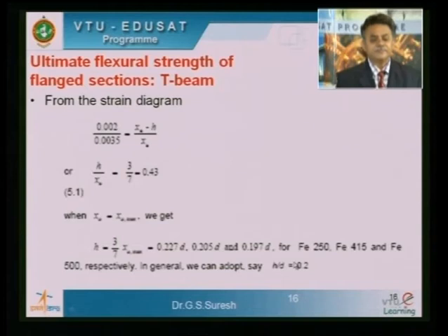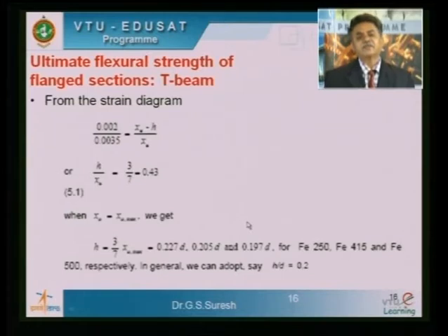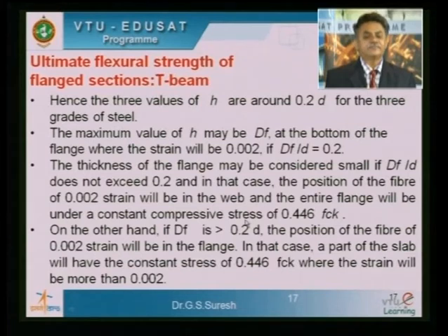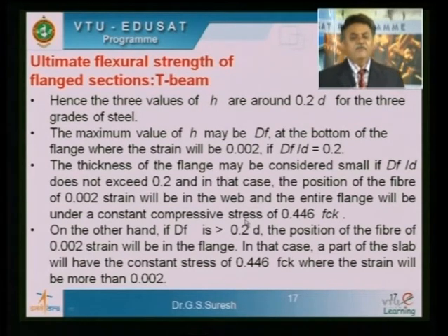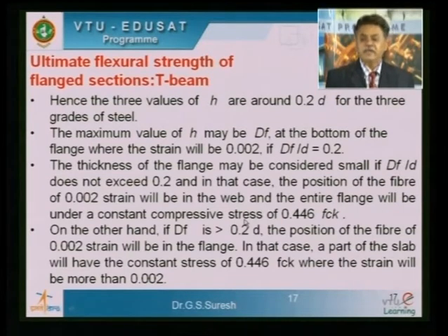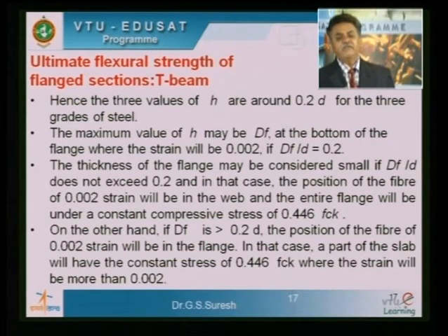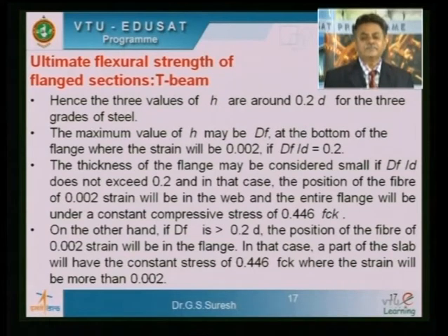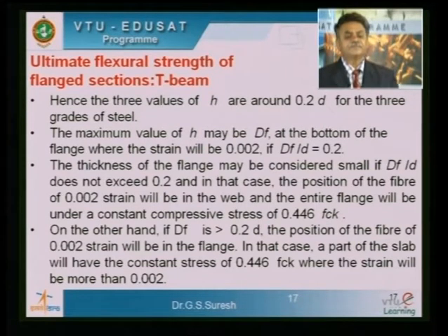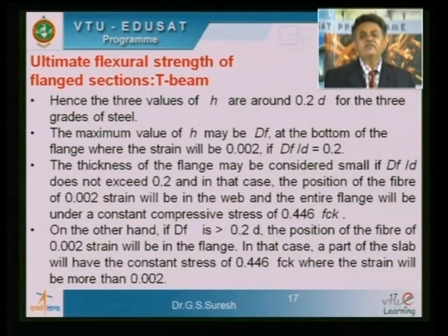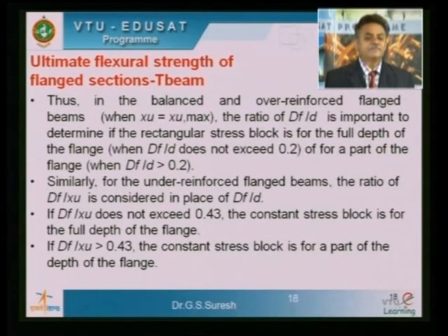So, if the h by d ratio is 0.2, then we can say that the rectangular portion of the stress block is within the flange. The maximum value of h may be greater or equal to df, that is the thickness of the slab. The thickness of the flange is considered small if df by d is less than 0.2. So, based on this, we do the calculation of moment of resistance. If it is greater, then we have to consider partially the stress block, rectangular portion in flange and the web.